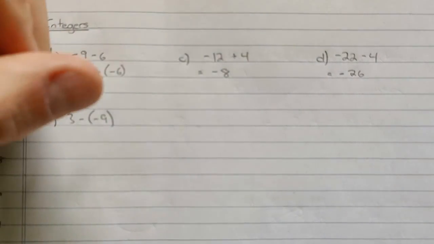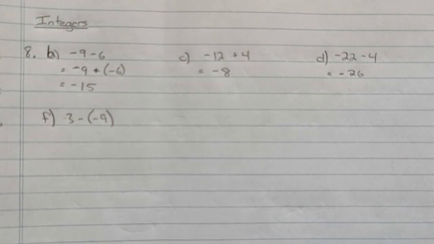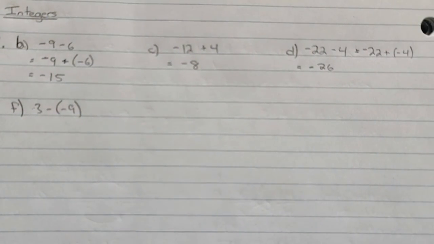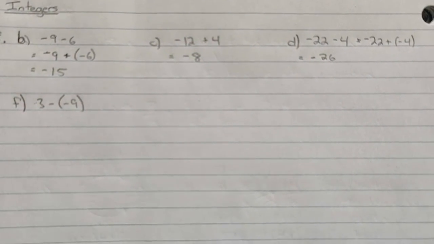In the last one, we are working with E, negative 3 minus negative 9. So again, I didn't do it in the last one, and probably should have, but you can change it to an addition question, to keep that theme going. So this one here, we've got negative 3 minus negative 9.